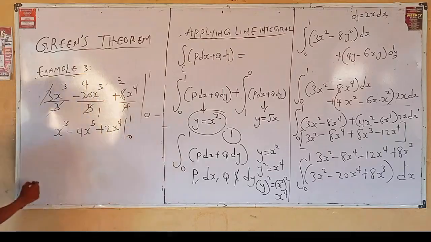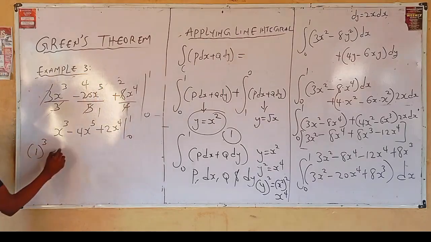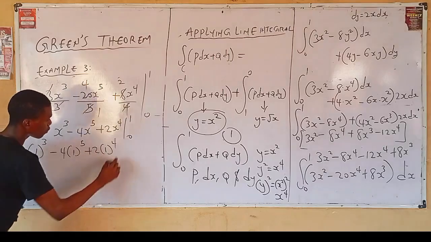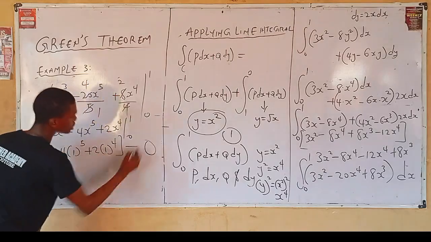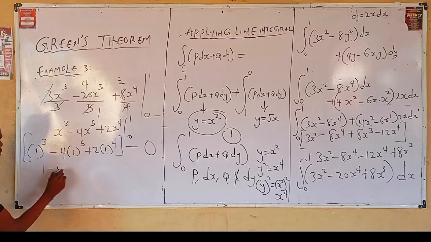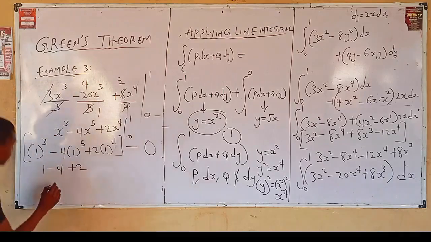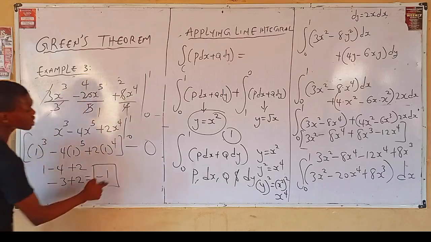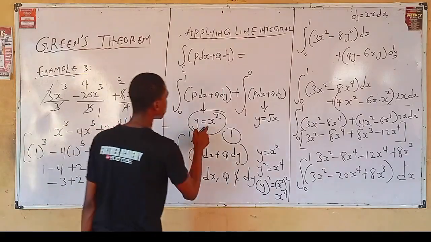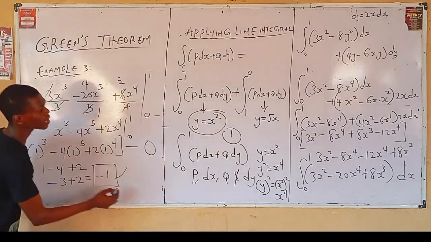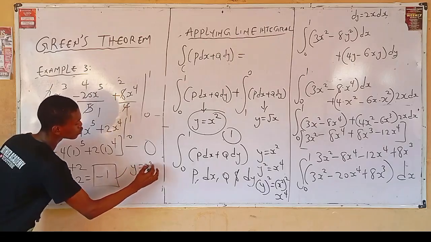Introducing your limit. Substitute this limit, meaning 1 raised to the power of 3 minus 4 times 1 raised to the power of 5 plus 2 times 1 raised to the power of 4. Of course, minus 0. By the time you substitute 0, you have 0. Now, meaning you have 1 minus 4 plus 2. 1 minus 4 plus 2, that's what? Negative 3. Negative 3 plus 2 will give you what? Negative 1. So for this curve, the answer for my line integral is what? Negative 1. So the curve that gave me negative 1 is what? y equals x squared.